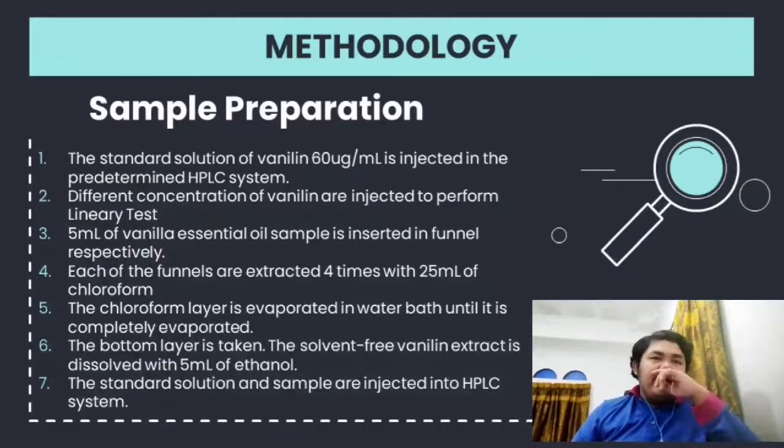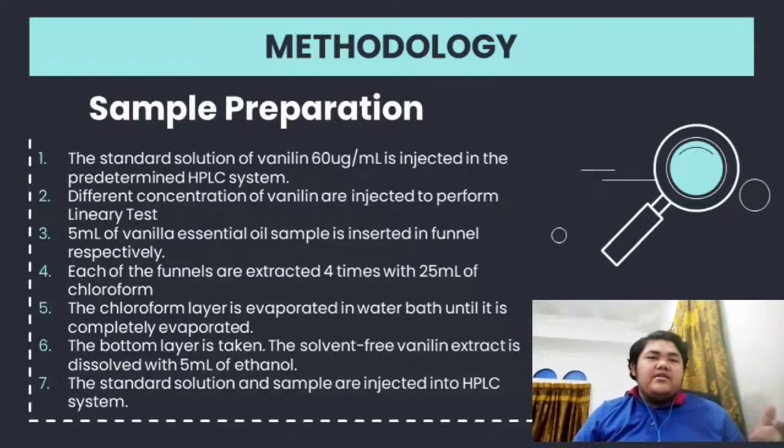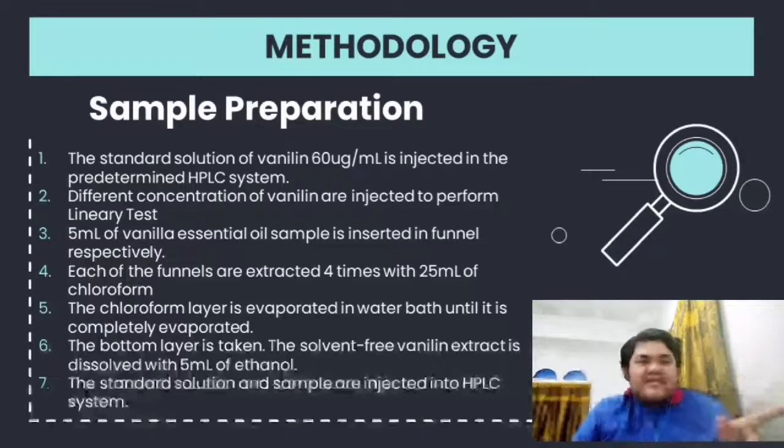5 ml of vanilla essential oil sample is inserted into the funnel. Each funnel is extracted 4 times with 25 ml of chloroform. The chloroform layer is evaporated in a water bath until it is completely evaporated. The bottom layer is taken. The solvent-free vanillin extract is dissolved with 5 ml of ethanol. The standard solution and sample are injected into the high-performance liquid chromatography system.